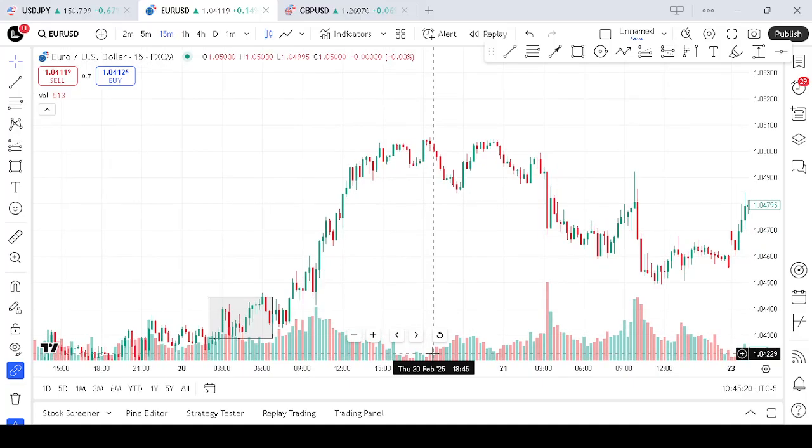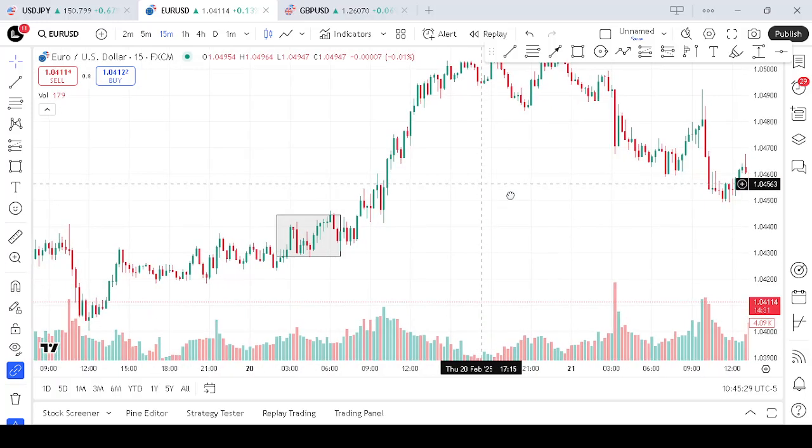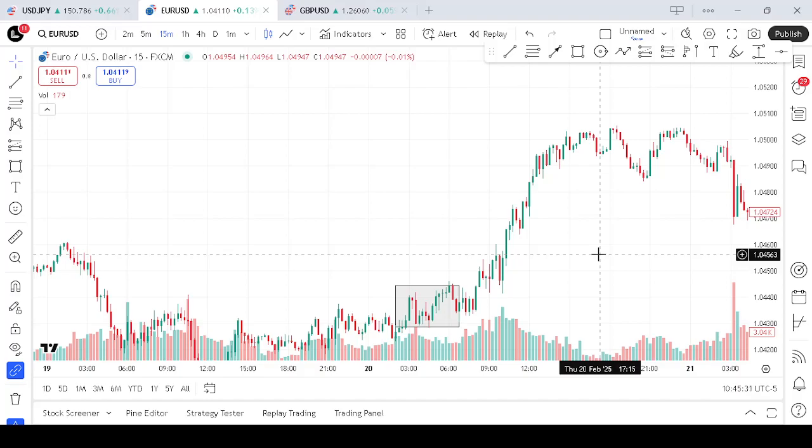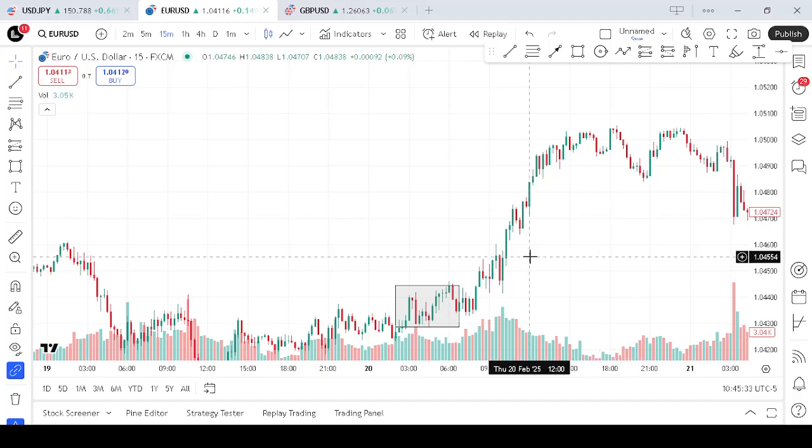First, you would need to set up your chart. It is recommended to use shorter time frames like your 15 minutes or your 5 minutes. But for this example, we'll use our 15 minutes. This time frame allows you to capture the rapid price movements that occur during the morning session.